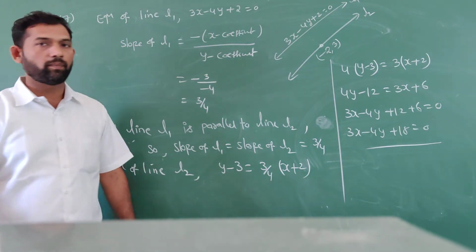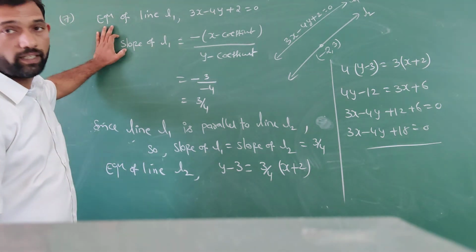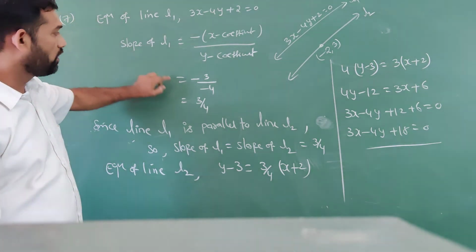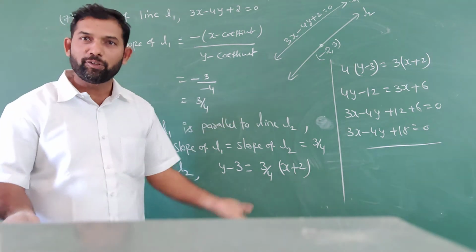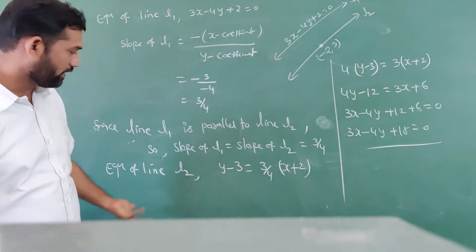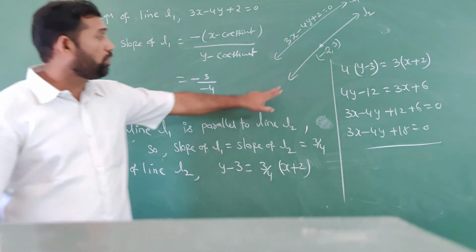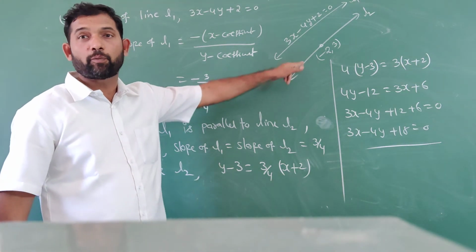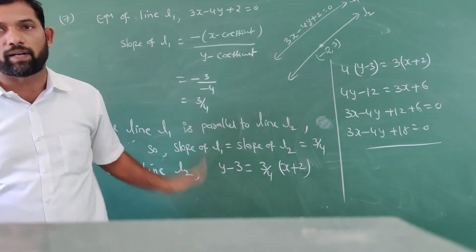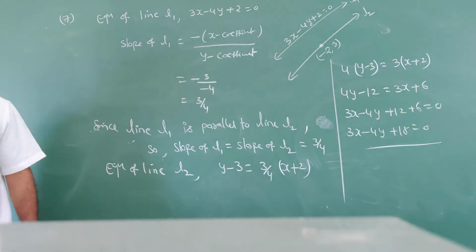So how are we going to simplify it? First, the given line L1 slope is simplified. So L1 slope and L2 slope are the same, since they are parallel lines. This L2 slope we know, and the point we know. Slope-point formula applied. Note it down fast.